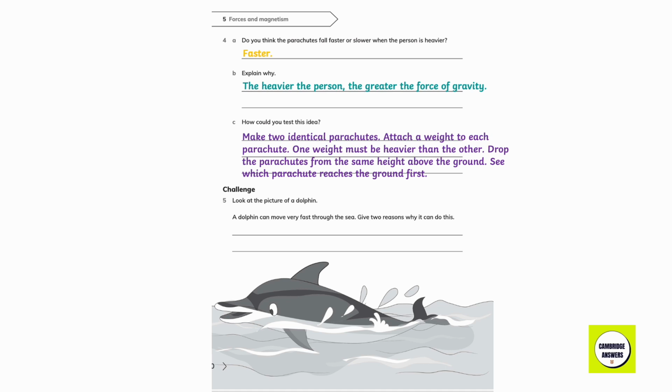Look at the picture of a dolphin. A dolphin can move very fast through the sea. Give two reasons why it can do this. The dolphin has a streamlined shape. It has smooth skin.